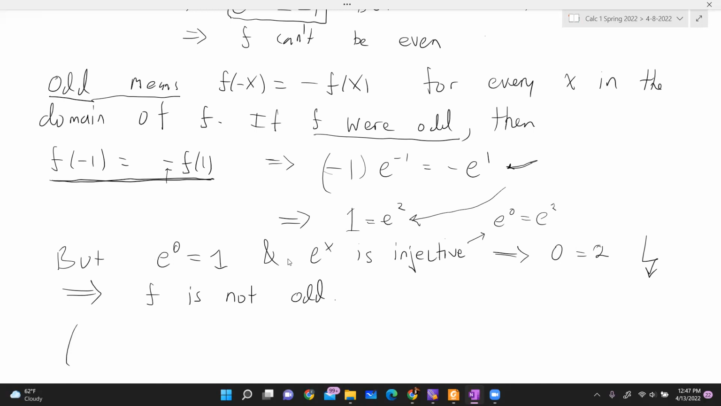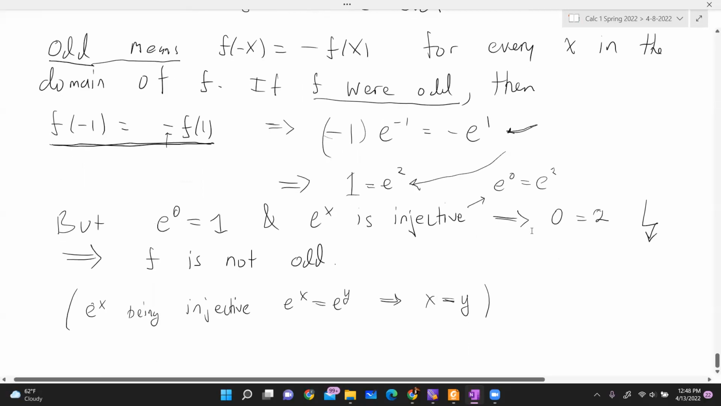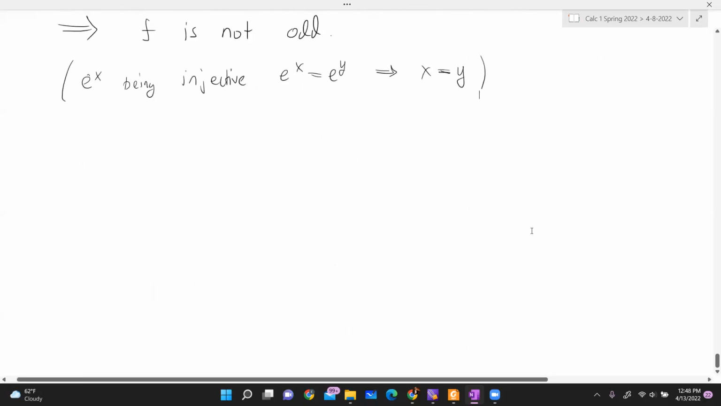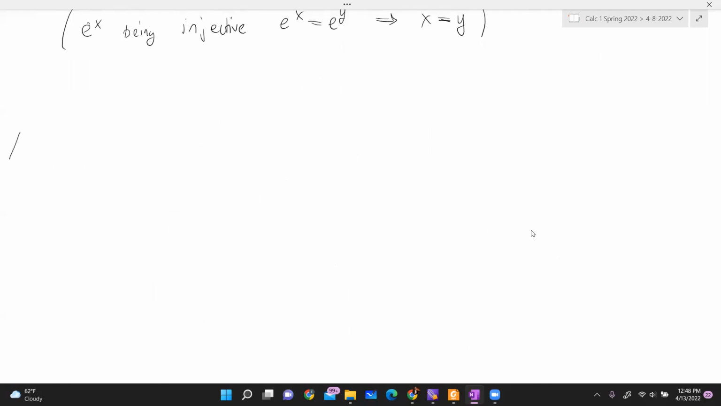So I just maybe put in parentheses here, for this particular case, e to the x being injective, this is what I mean by injectivity and how I'm using it. e to the x being injective means that if e to the x equals e to the y, that implies that x equals y. That's what injectivity means in this special case. But it's pretty clear what it means more generally. So it can't be odd either. So it has no symmetry. What about asymptotes?